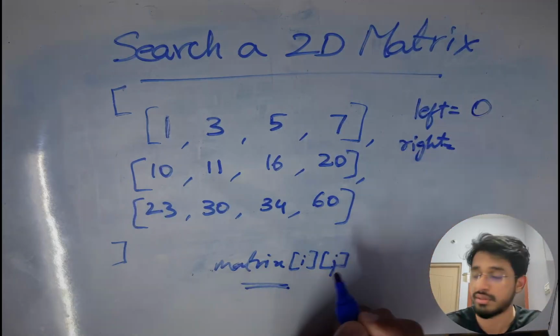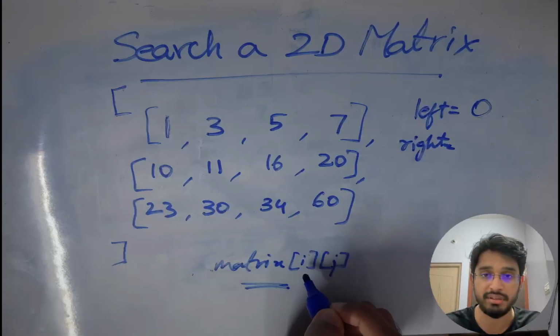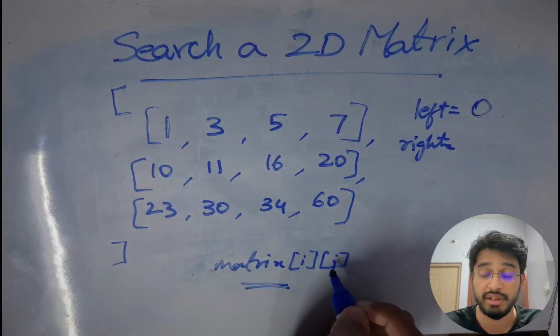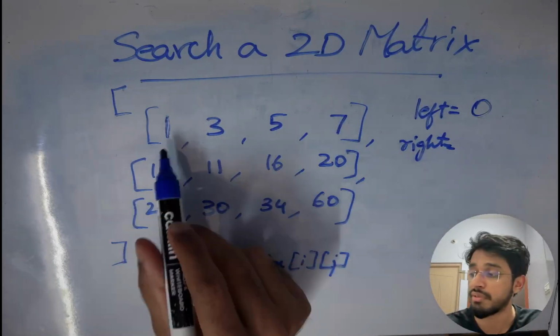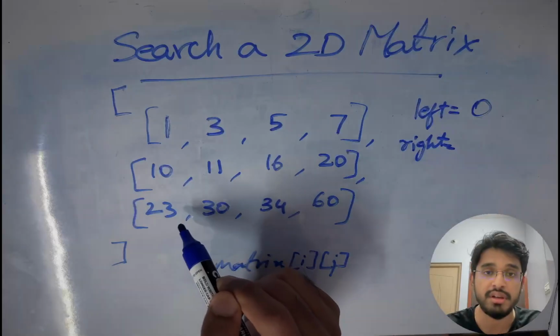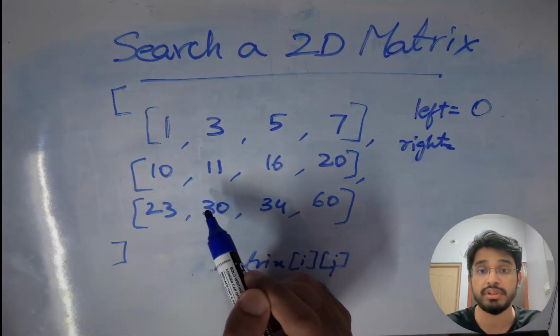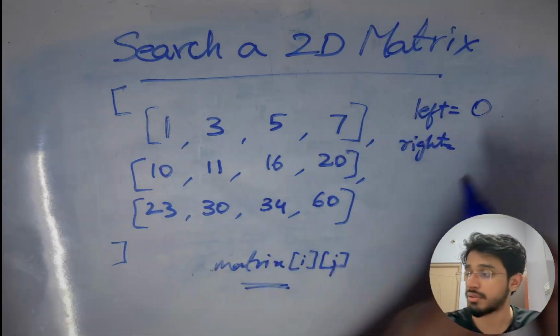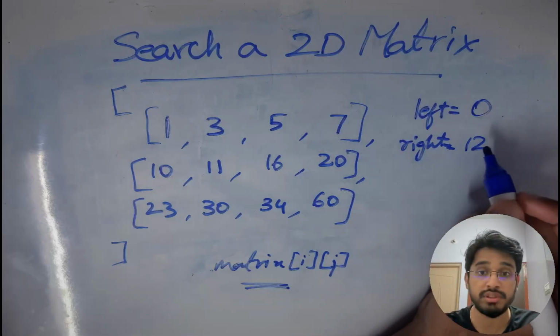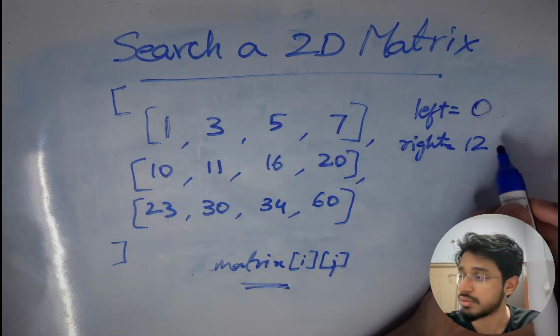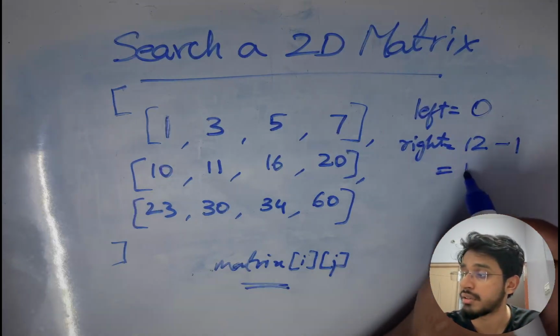So as I told you, this is calculated by the rows multiplied by the columns. So basically we have 4 columns and 3 rows. If we multiply both of them, that would become 12. And we also need to subtract 1 since arrays are 0 based. So 12 minus 1, so the right value is 11.